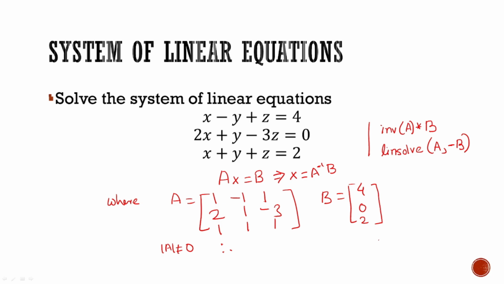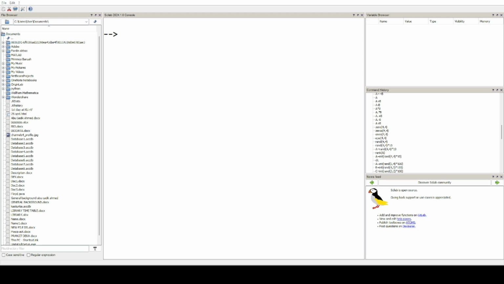Let us go to Scilab. So first we have to import the matrix A. First I clear my console. Then I am writing here A equal to the matrix A, which is 1, minus 1, 1, then 2, 1, minus 3, then 1, 1, 1. So this is matrix A.